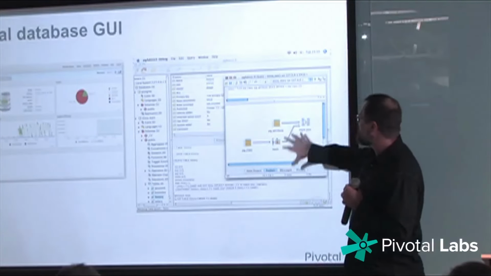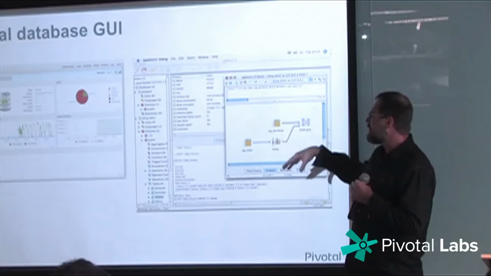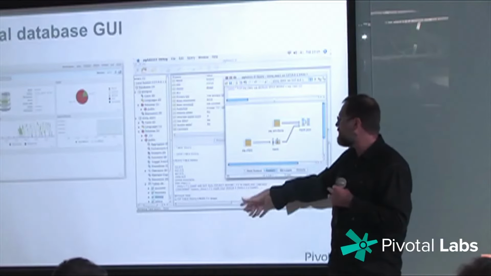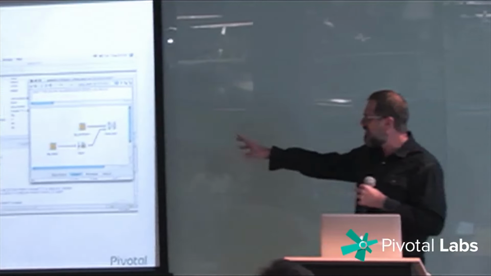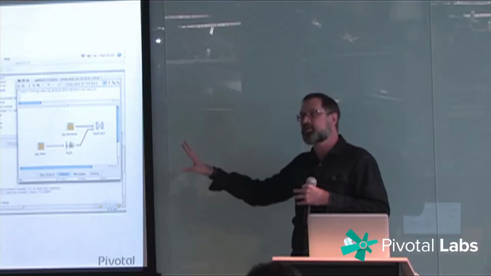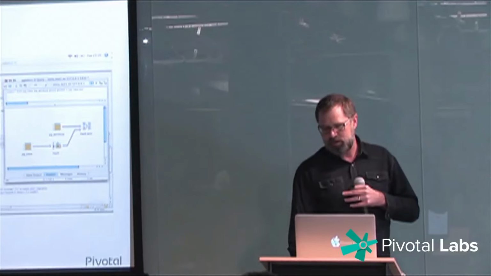This is pgAdmin. It's a common interface for looking at your database schema and being able to kind of run some queries off of it to understand how it's working. You can manipulate data with it as well. It's pretty clunky and janky, but it gets the job done for a lot of people who need that kind of GUI to their system.